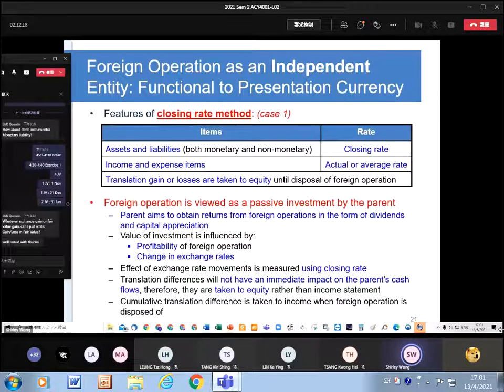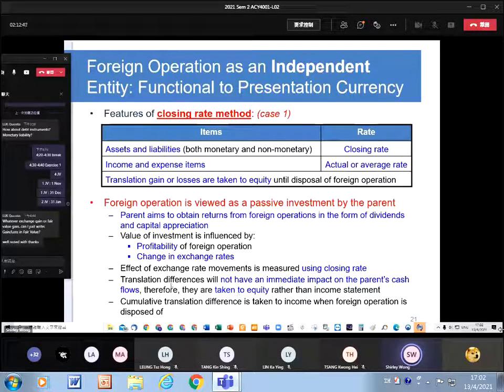So the reason behind is, remember, this foreign operation is viewed as a passive investment from the angle of the parent. Why does the parent want to invest in this company? The parent's aim is just to obtain a return from this foreign operation in the form of dividend or capital appreciation. So if the share price increases, they will earn something. If the subsidiaries earn profit, they will enjoy the dividend, right? Therefore, their focus is just the dividend and the capital appreciation.